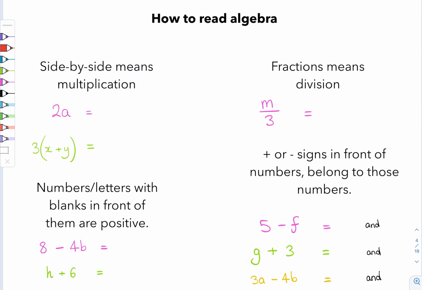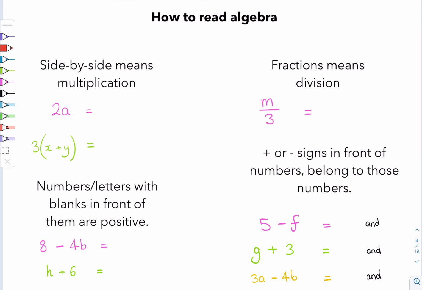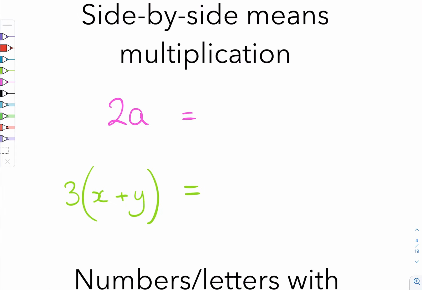All right, how to read algebra. So before I even get to equations, it's not going to work if you have some incomplete knowledge about how to read them properly. So I'm going to zoom in here, and we're going to fill them in.